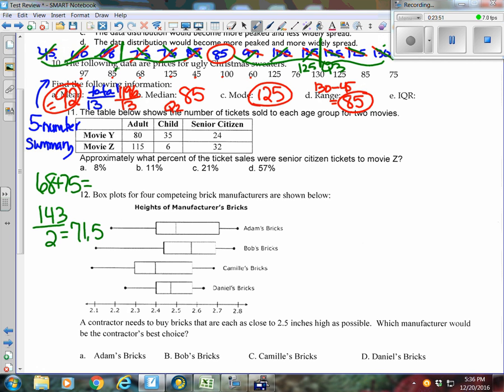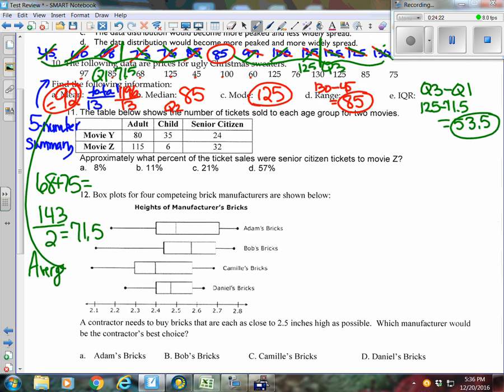71.5 turns out to be Q1. All right? So Q1 is 71.5, Q3 is 125. The IQR is always Q3 minus Q1, so 125 minus 71.5 gives me an IQR of 53.5. All right, that's my IQR. Remember, if the median falls between 2 numbers, you simply have to average the 2 numbers. And that's what I did to get Q1 right there. All right, that is truly your 5-number summary.